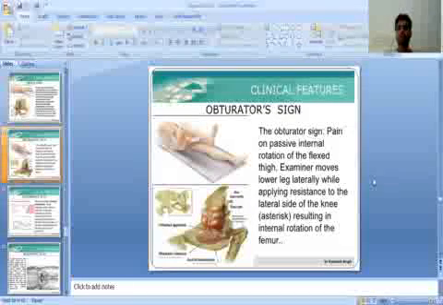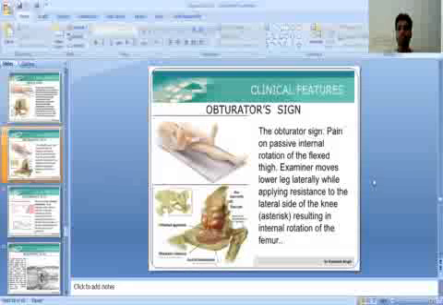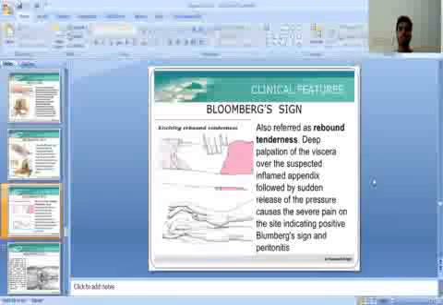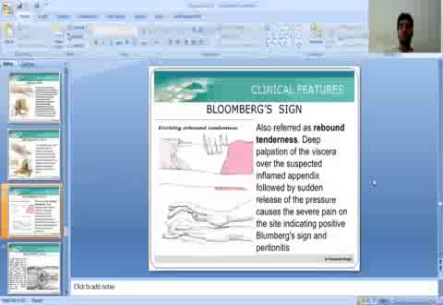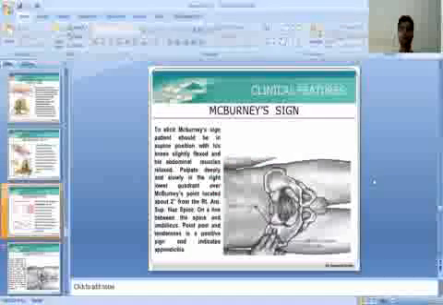Obturator sign: pain on passive internal rotation of the flexed thigh. For example, move the lower leg laterally while applying resistance to the lateral side of the knee, resulting in internal rotation of the femur. Blumberg sign, also referred to as rebound tenderness: deep palpation of the viscera over the suspected inflamed appendix, followed by sudden release of the pressure, causes severe pain on the side, a positive sign of peritonitis.